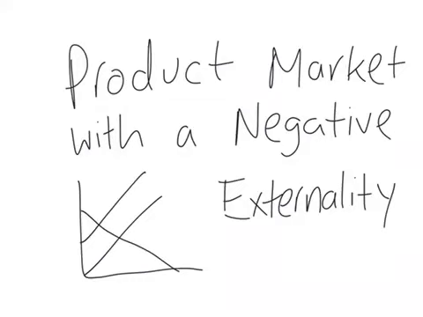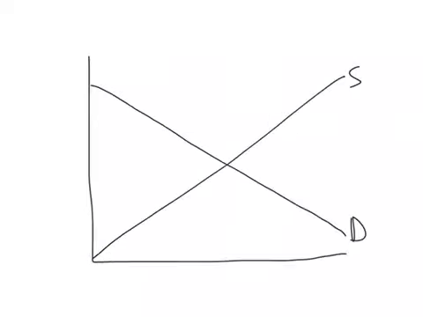Today we are going to be taking a look at a product market graph with a negative externality. Here we have a usual graph with a supply curve and a demand curve. In this case, the demand curve is also equal to the marginal social benefit, and the supply curve is equal to the marginal private cost.